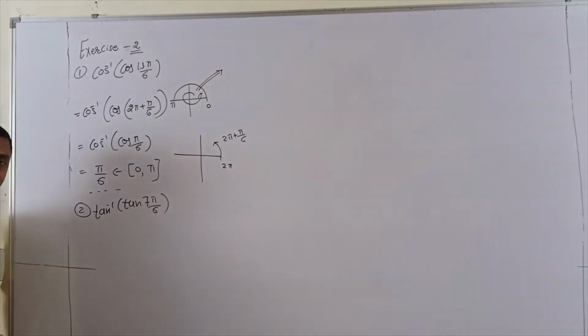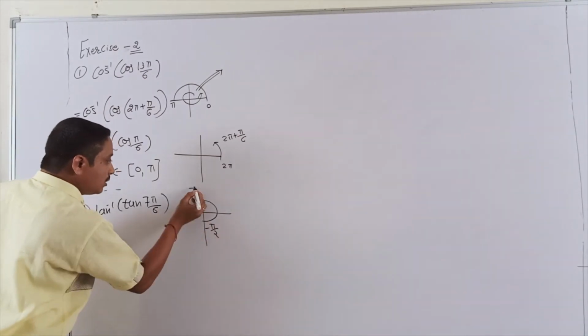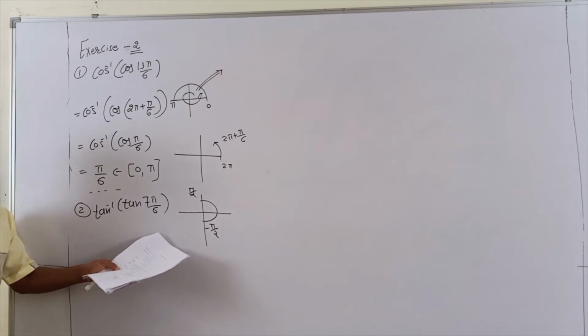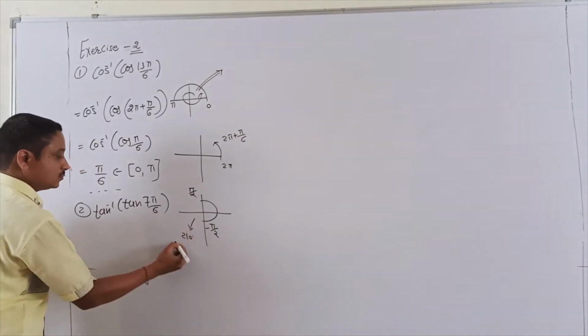Same as tan range. What is the range of tan? Minus 90 to 90. 7 pi by 6 does not belong there, because it is 210 degrees here.